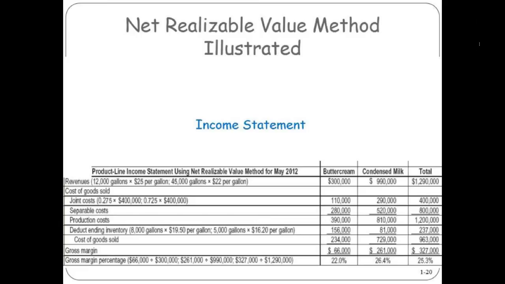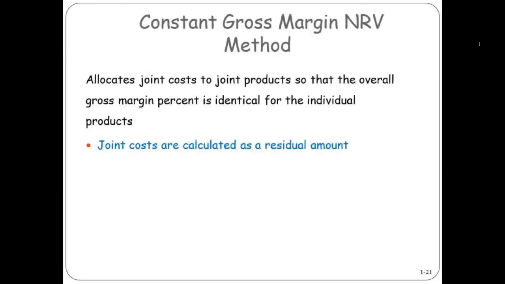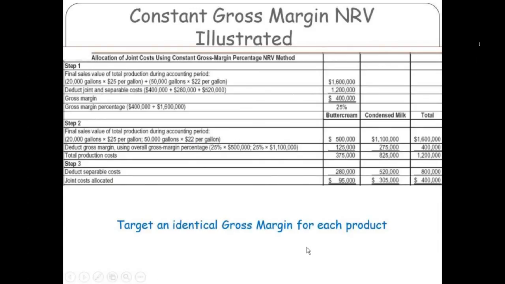Not going to look at the income statement. Not going to focus on the gross margin of the net realizable value method. Just know that instead of doing it the way we've been doing it, what you're really looking for is you want all your products at the end to have the exact same gross margin. So you work the costs backwards to create a product that has a gross margin equal to the other joint products. And we'll just pass by that one.